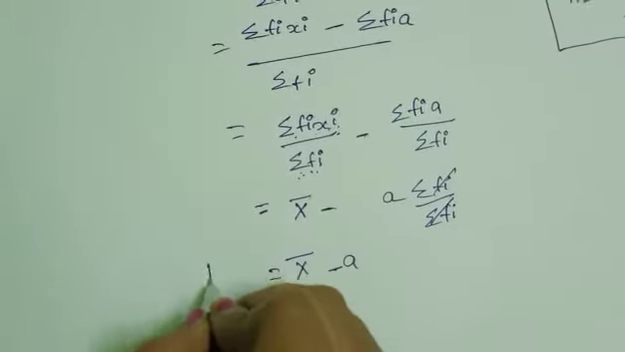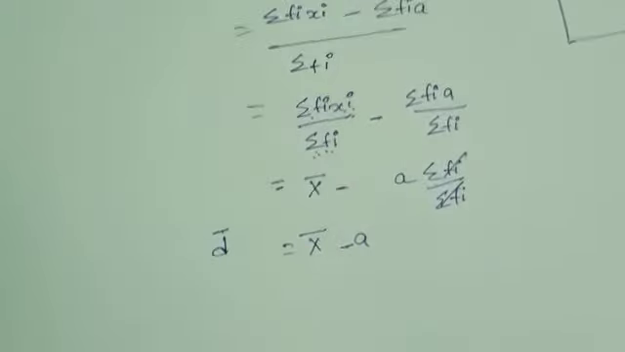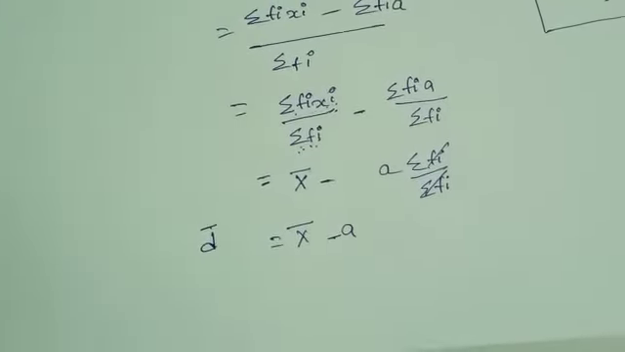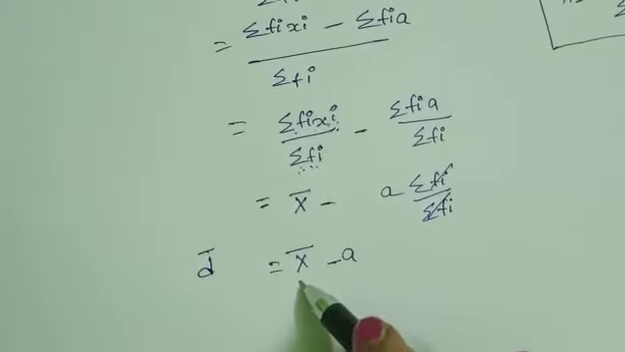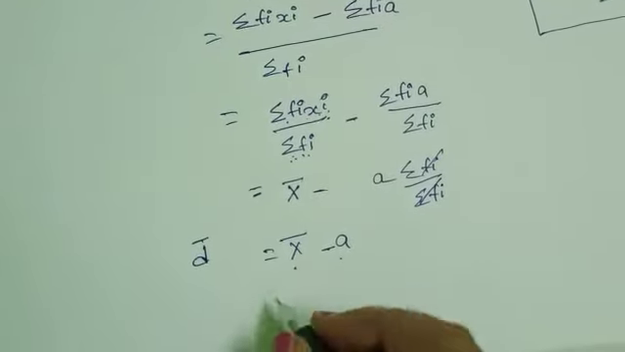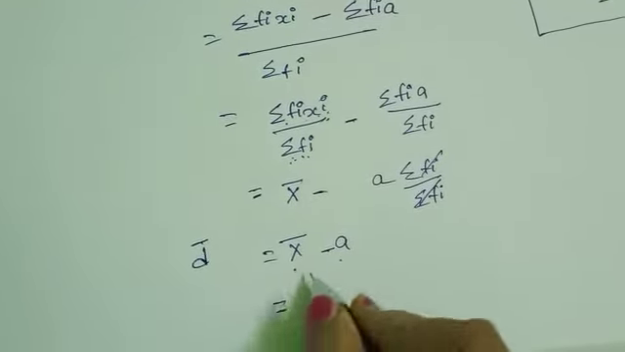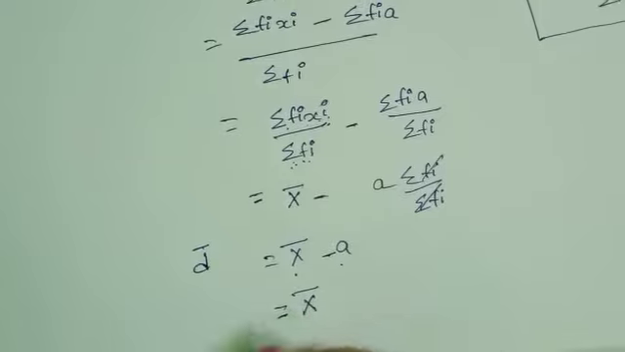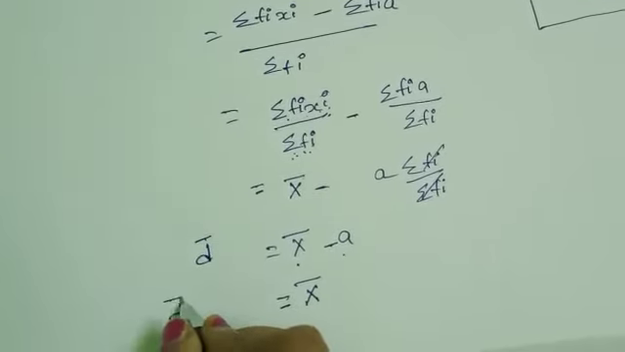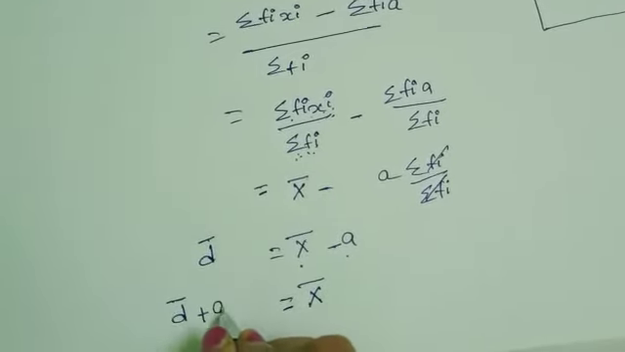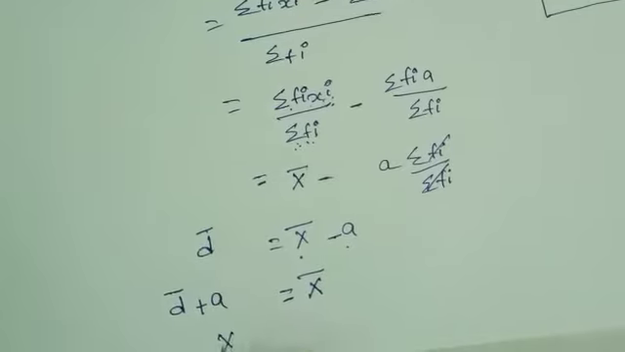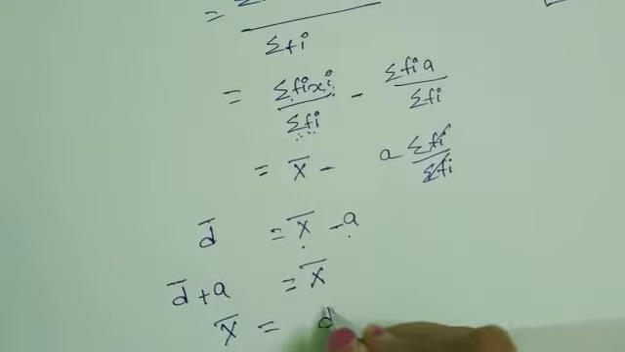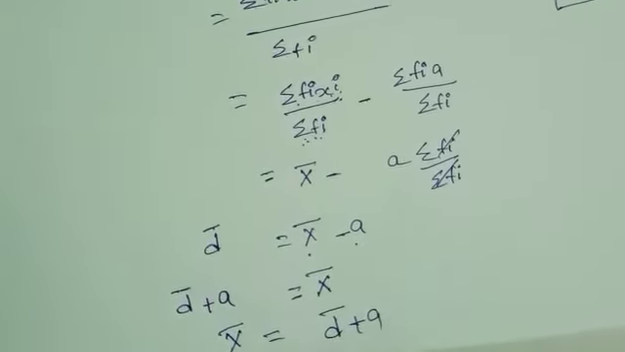Okay, this is the mean deviation. d bar equal to mean minus a. Here we have to find the mean value x bar. x bar equal to mean deviation plus assumed mean a. Therefore x bar equal to d bar plus a.